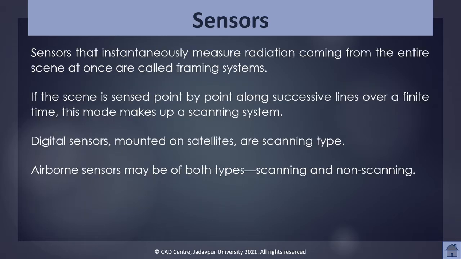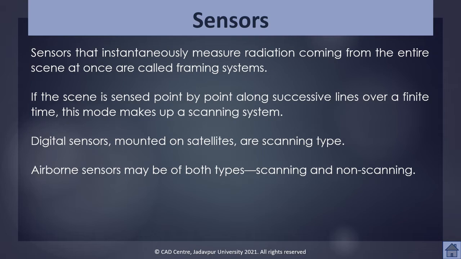Now, sensors that instantaneously measure radiation coming from the entire scene at once are called framing systems. These framing systems will capture the entire scene in a single instant. However, if an entire scene is captured over a longer duration of time, I mean with multiple instants, then they are not framing systems.